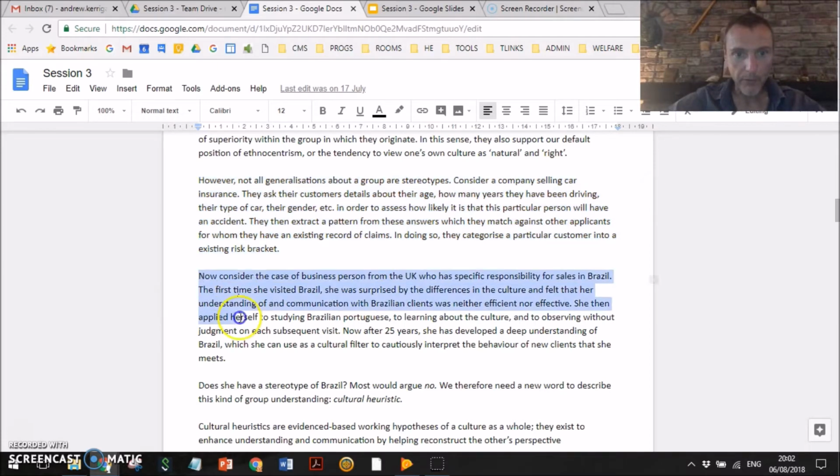Secondly, you have this example about a woman who, the first time she visits Brazil for sales, is surprised by the differences in the culture, and she felt that her communication was not effective, not efficient. She then applies herself to studying Portuguese, to learning about the culture, and to observing without judgment on each subsequent visit, right? Trying to reconstruct what's under the Brazilian iceberg, trying to reconstruct the perspective or the filter of the other. Okay. Now, after 25 years, she has developed a deep understanding of Brazil, which she can use as a cultural filter to cautiously interpret the behavior of new clients that she meets.